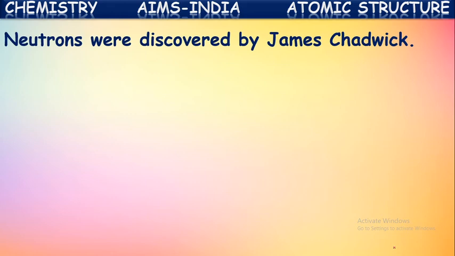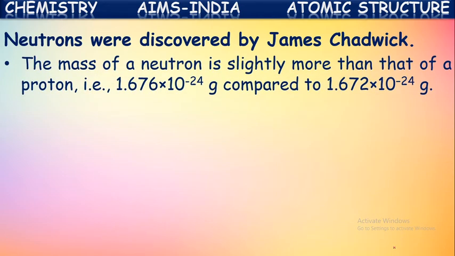Okay, next about neutrons. These neutrons were discovered by James Chadwick. The mass of a neutron is slightly more than that of a proton. That is 1.676 into 10 to the power of minus 24 grams, whereas the mass of a proton is 1.672 into 10 to the power of minus 24 grams. So slightly it is heavier. It is 672 here, whereas it is 676. Remaining it is the same. Neutrons are slightly heavier, but in general, the mass of proton and neutron is considered the same in calculations.